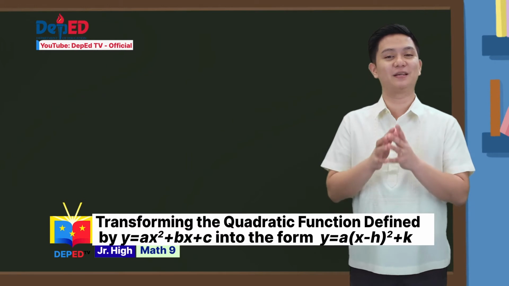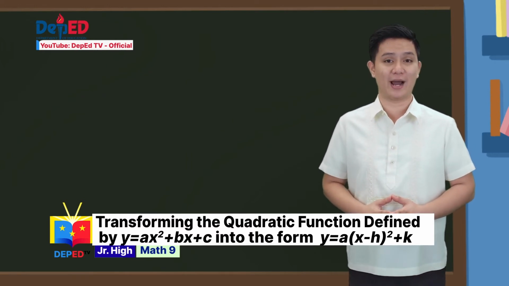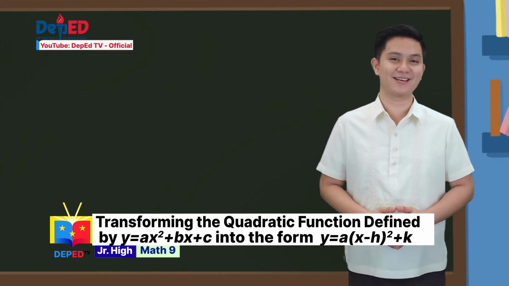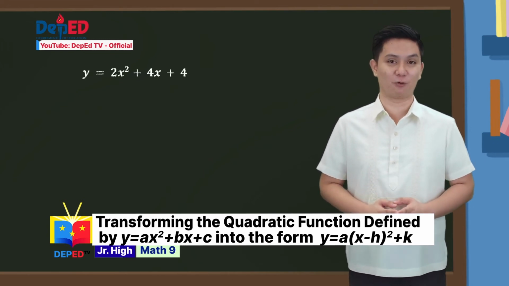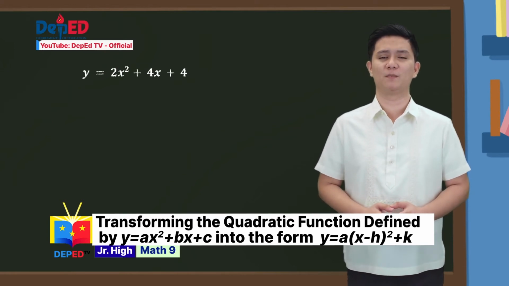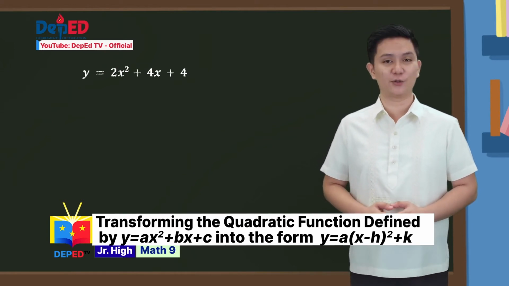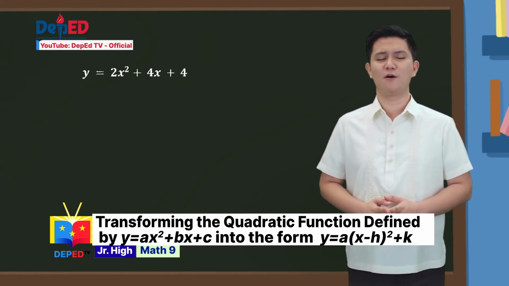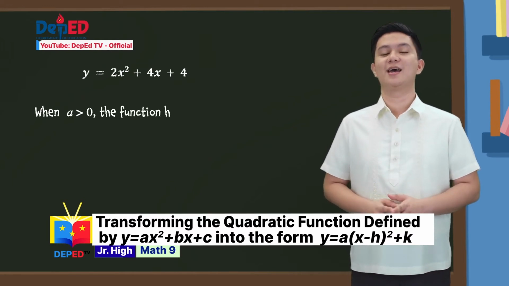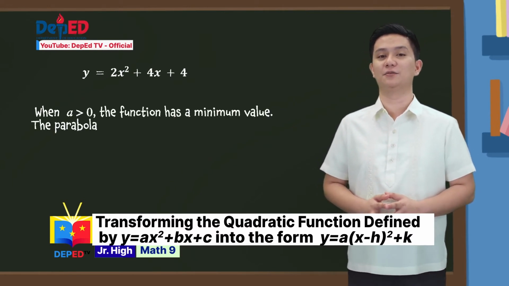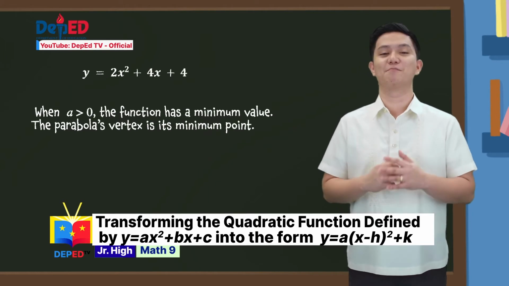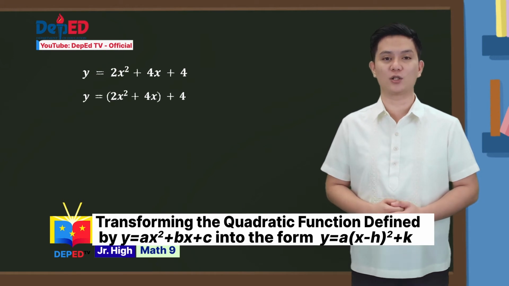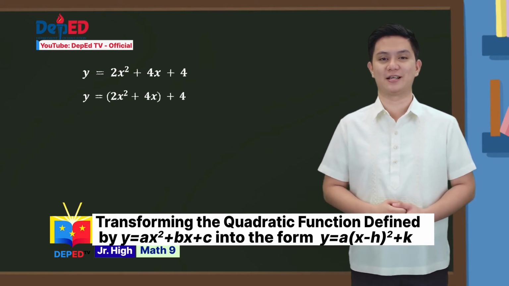At this point, let me give you some more examples on how to rewrite quadratic functions into their vertex form. Number 1, y equals 2x squared plus 4x plus 4. This function is in general form. The leading coefficient is 2, a positive number. When a is greater than 0 or positive, the function has a minimum value. The parabola's vertex is its minimum point. So we separate the terms with the variable from the constant term, hence the parenthesis.